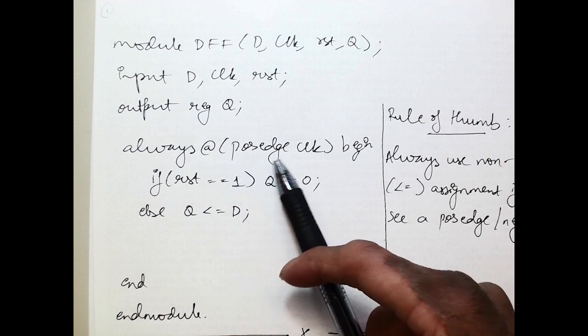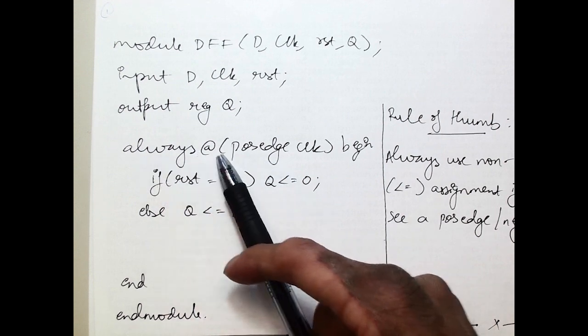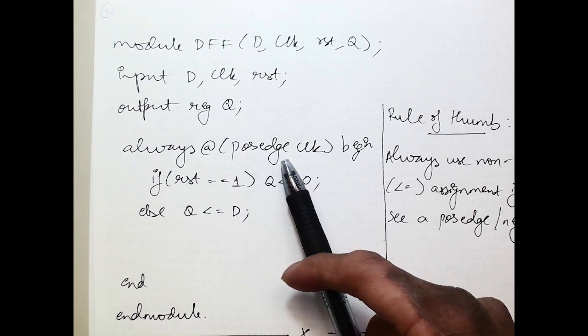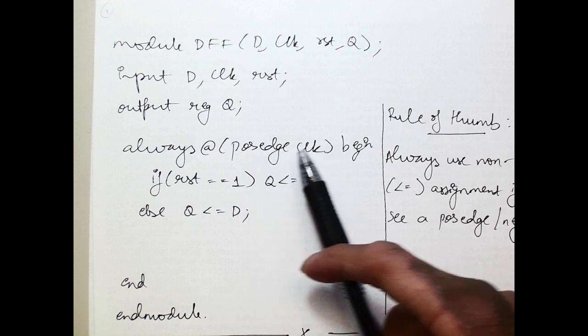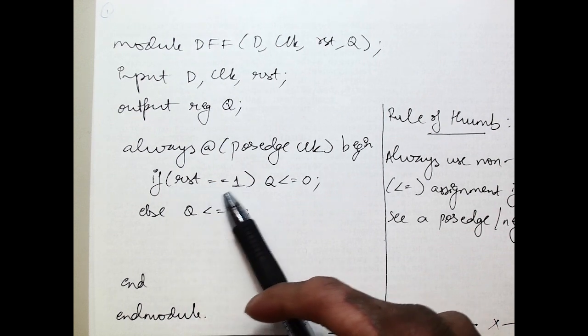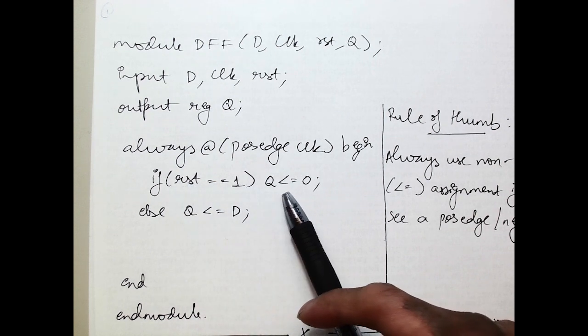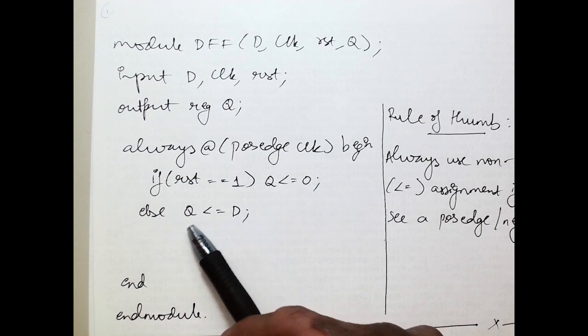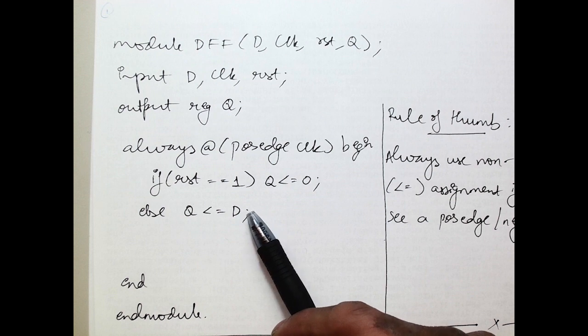Next, remember that I'm only monitoring the positive edge of my clock. So always add posedge clock. It's not one word, but posedge, space, clock. So on the positive edge of my clock, begin, end. If my reset is 1, where double equals means if reset equals 1, my Q becomes 0. Else, whatever my data is, it goes to my Q. So my Q becomes data, right?